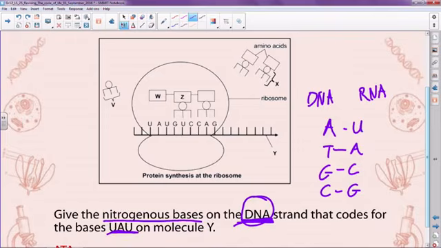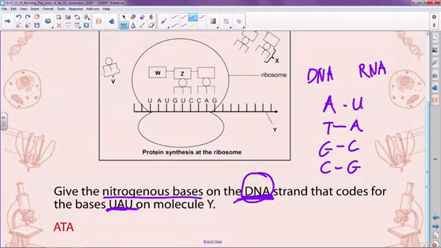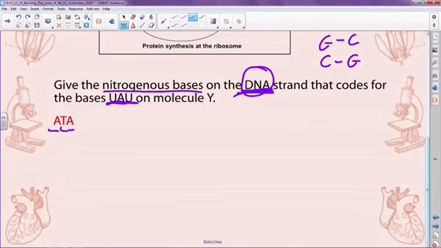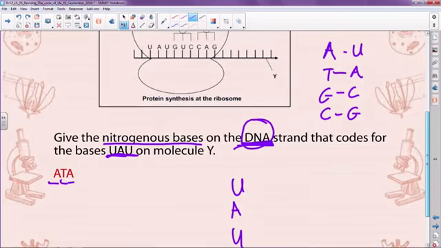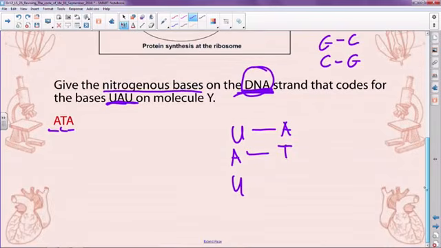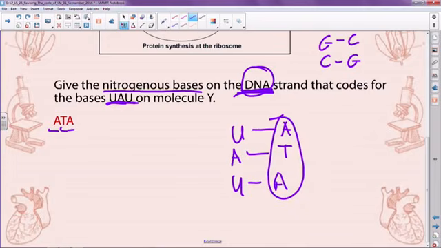Now they're asking for UAU, so let's have a look at it. Let's see if we can get that right. UAU, which one goes with U? It is A. Which one goes with A? T. Which one goes with U? A. So the answer, there it is. Remember you can have T in DNA. So the answer is ATA. They asked for the one on the DNA strand. Very, very important to read your questions carefully.